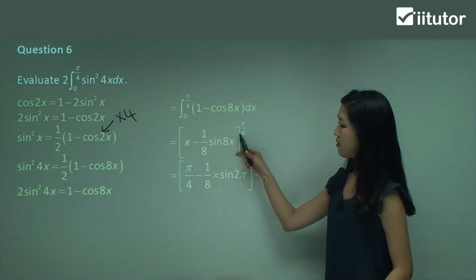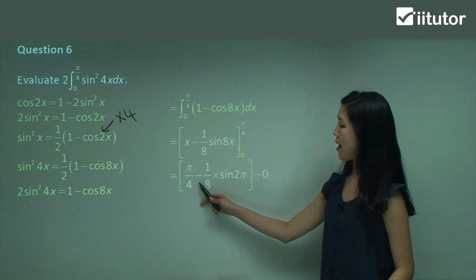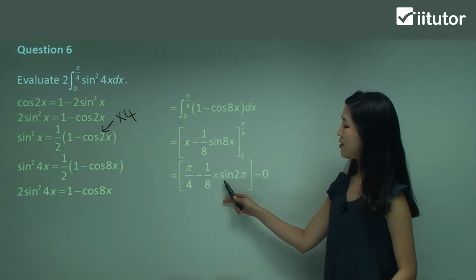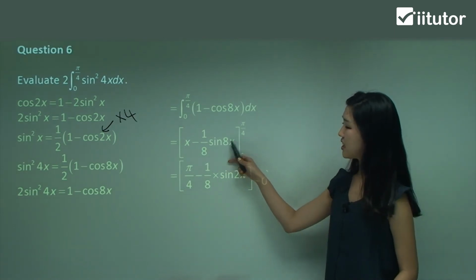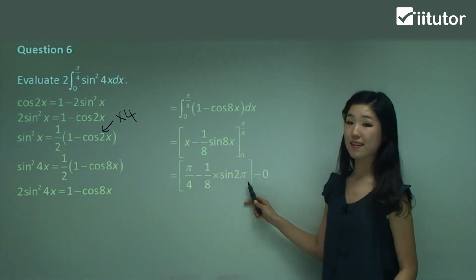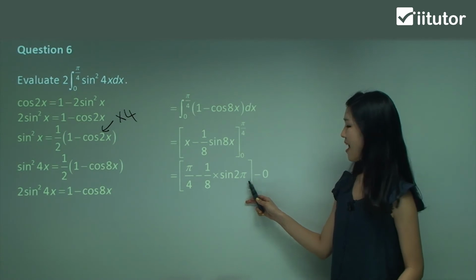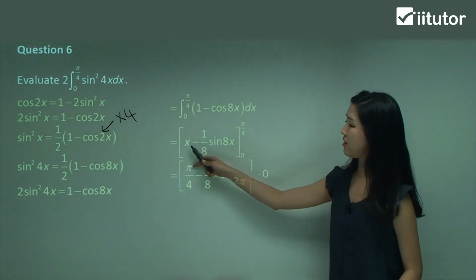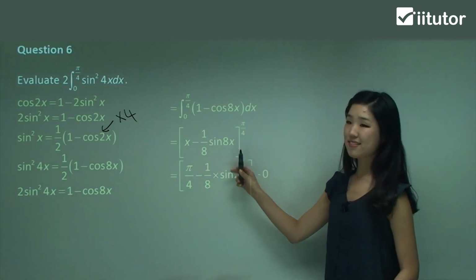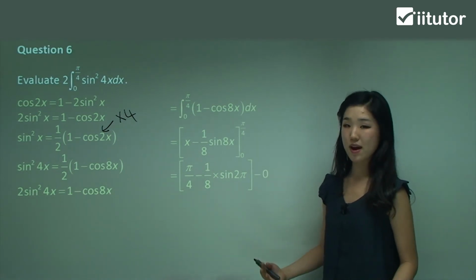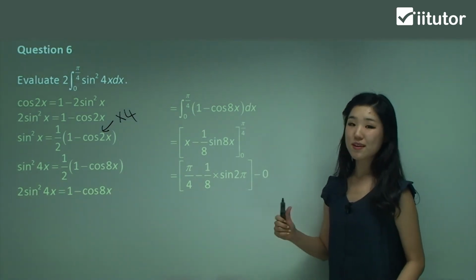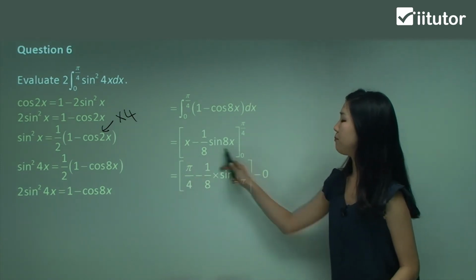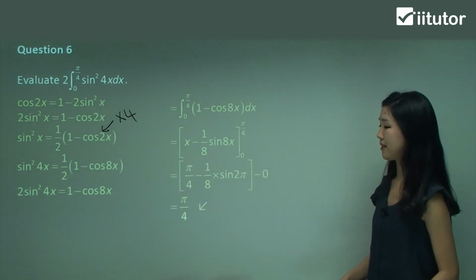So x is pi on 4, so I put pi on 4 minus 1 over 8 times sine 2 times pi, okay, because 8 times pi on 4 is 2 pi, isn't it? And then minus 0. If I put 0 into here, it becomes 0. Sine 0 is 0, so it all becomes 0 anyway, so I'll just make that into 0 itself. So basically all I need to worry about is this part here. So it becomes something like this.